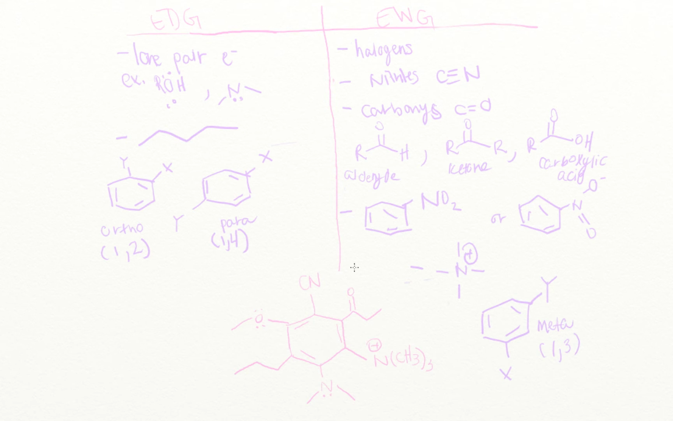Let's move on to our example down here, which you probably already know the answers to. We see a carbonyl, so that would be an EWG. Nitrogen is bound to this benzene, but it's also bound to 3 methyls, so that would be an EWG. Lone pairs of electrons, EDG. Carbon chain, EDG. And more lone pairs of electrons, so EDG.